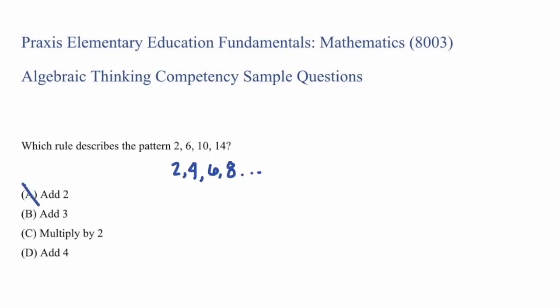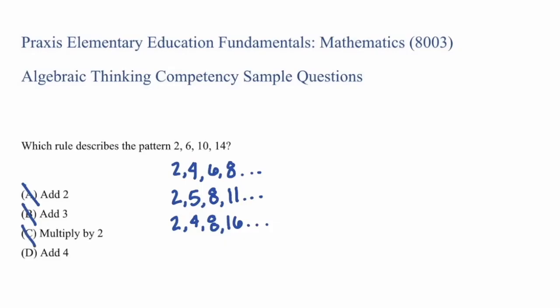We have B, add 3. That would look like 2, 5, 8, 11, and so on. That also does not match, so we're going to go ahead and cross that off. We have C, multiply by 2. That would be 2, 4, 8, 16, and so on. That also is not right, so we're going to go ahead and cross that off.